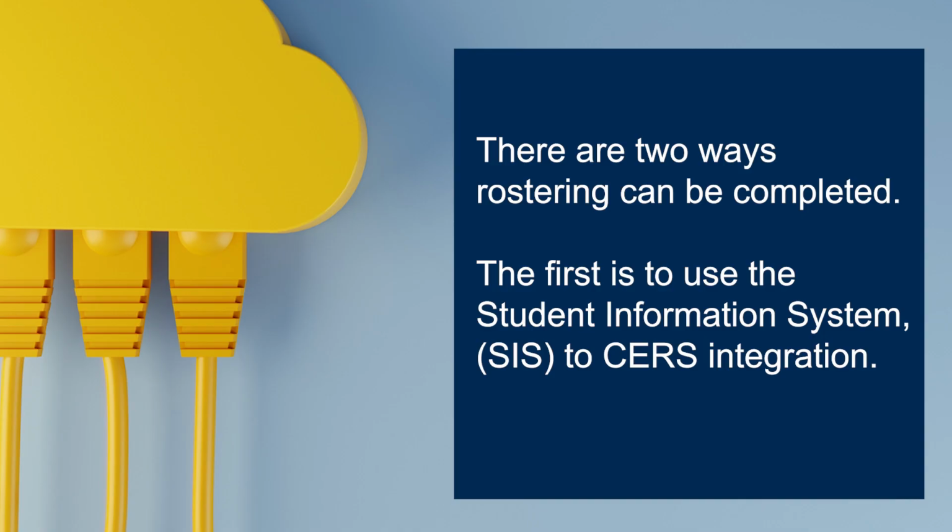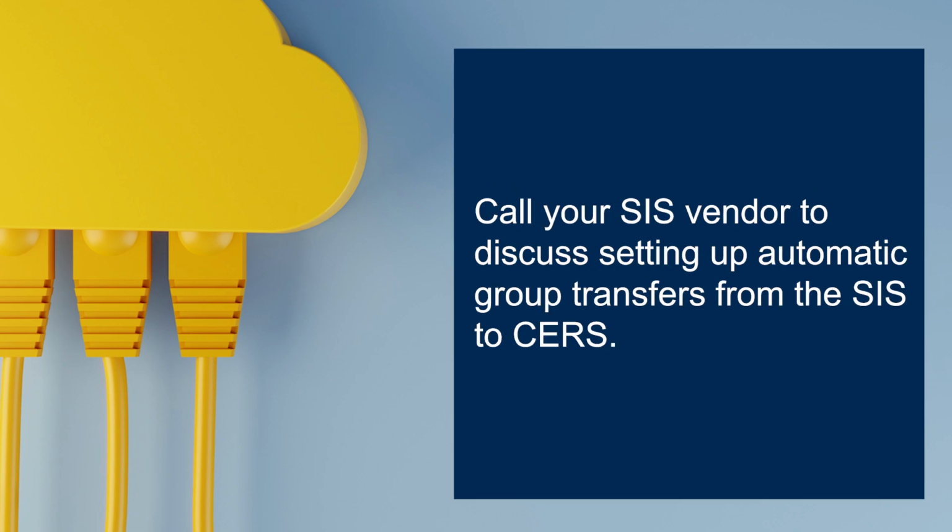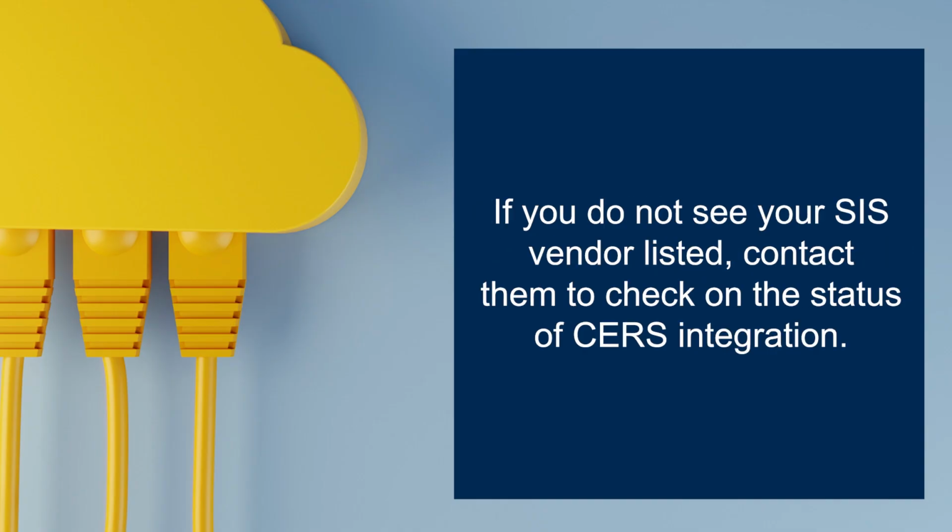The first is to use the Student Information System, or SIS, to CERS integration. Call your SIS vendor to discuss setting up automatic group transfers from the SIS to CERS. The SIS vendor integration webpage on the CAASPP and ELPAC website lists all of the SIS vendors who have SIS to CERS integration available. The link to this page is in your resource guide. If you do not see your SIS vendor listed, contact them to check on the status of CERS integration.